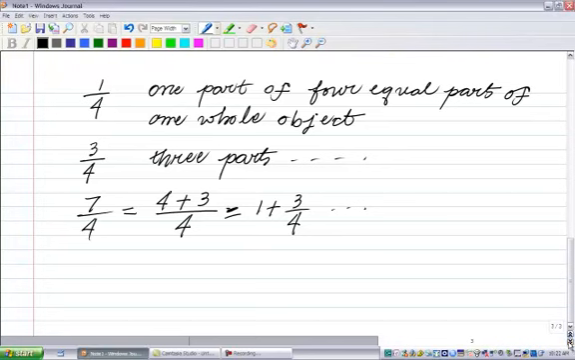The last one, we are going to talk about adding fractions later. So don't worry about how I'm going from here to here. But for now, just believe that 7/4 is the same as 1 plus 3/4. And so it's one whole object plus 3 parts of 4 equal parts of an object. In a bit today, I'm going to talk about adding fractions, and that will show you how this works. So this is basically 4 divided by 4 plus 3 divided by 4. Okay? So 4 divided by 4 is 1, plus 3 divided by 4.